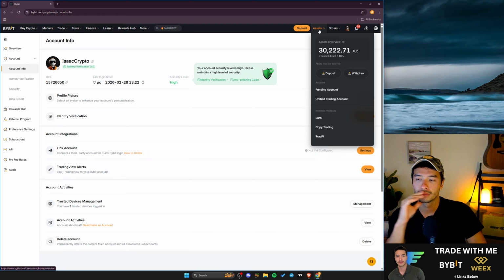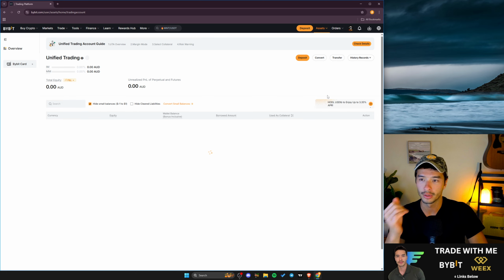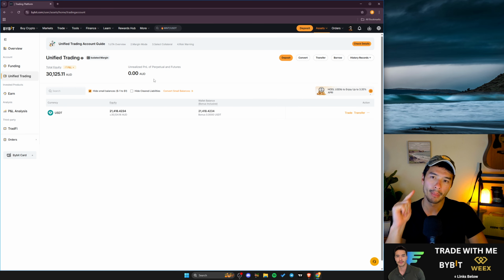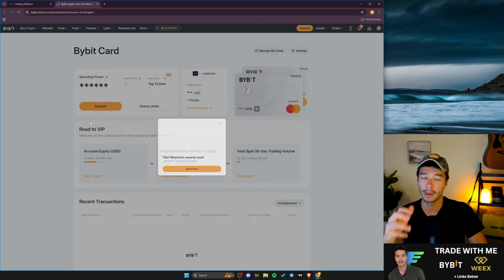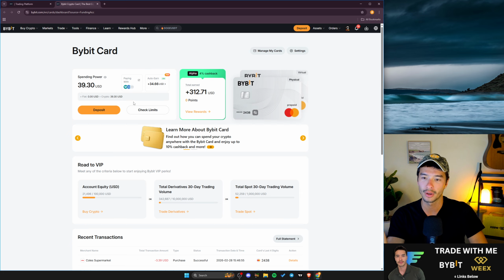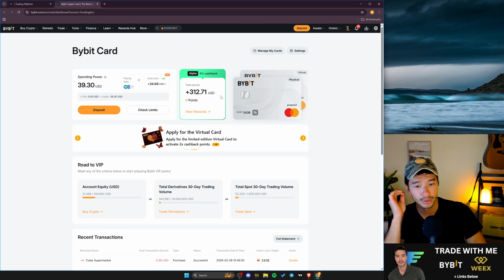Once you've done all that, it's very simple. These trading terminals are very, very simple. We've got Unified Trading here. And the good thing about Bybit is you can launch a Bybit card. So over here, I've got a Bybit card I can spend things with, right? In cashbacks, I've already earned like 500 Australian dollars just from buying stuff. I mean, what did I get today?